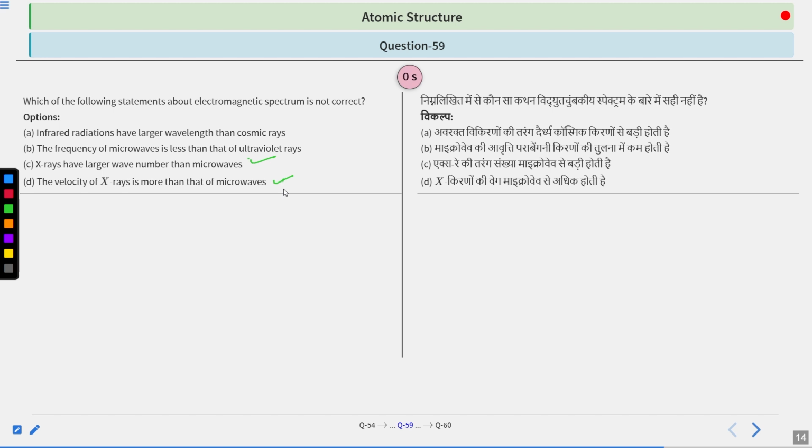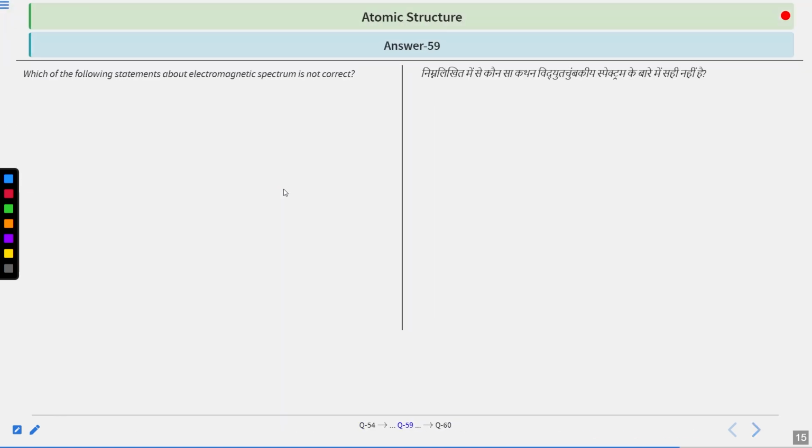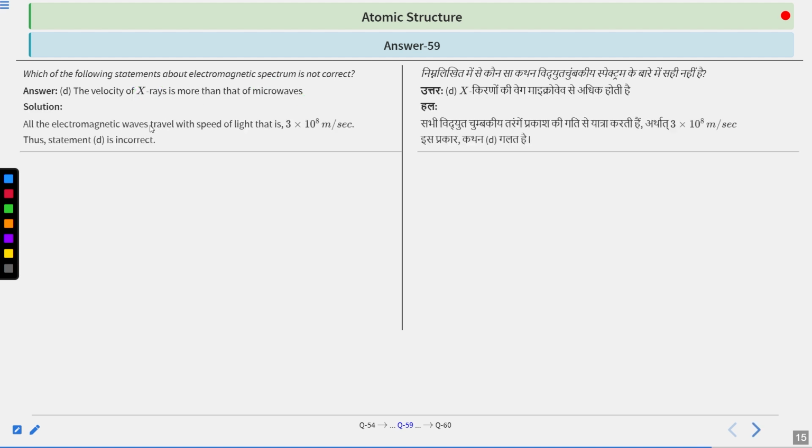Okay, now let us see how we can solve it. First of all, you have to look at the incorrect statement. The incorrect statement is this: X-ray speed is more than that of microwave. Let us see how it is incorrect. All of the radiation that we see has the same speed. This should always be in your mind: all radiation will have a speed of 3 into 10 to the power 8 meter per second.